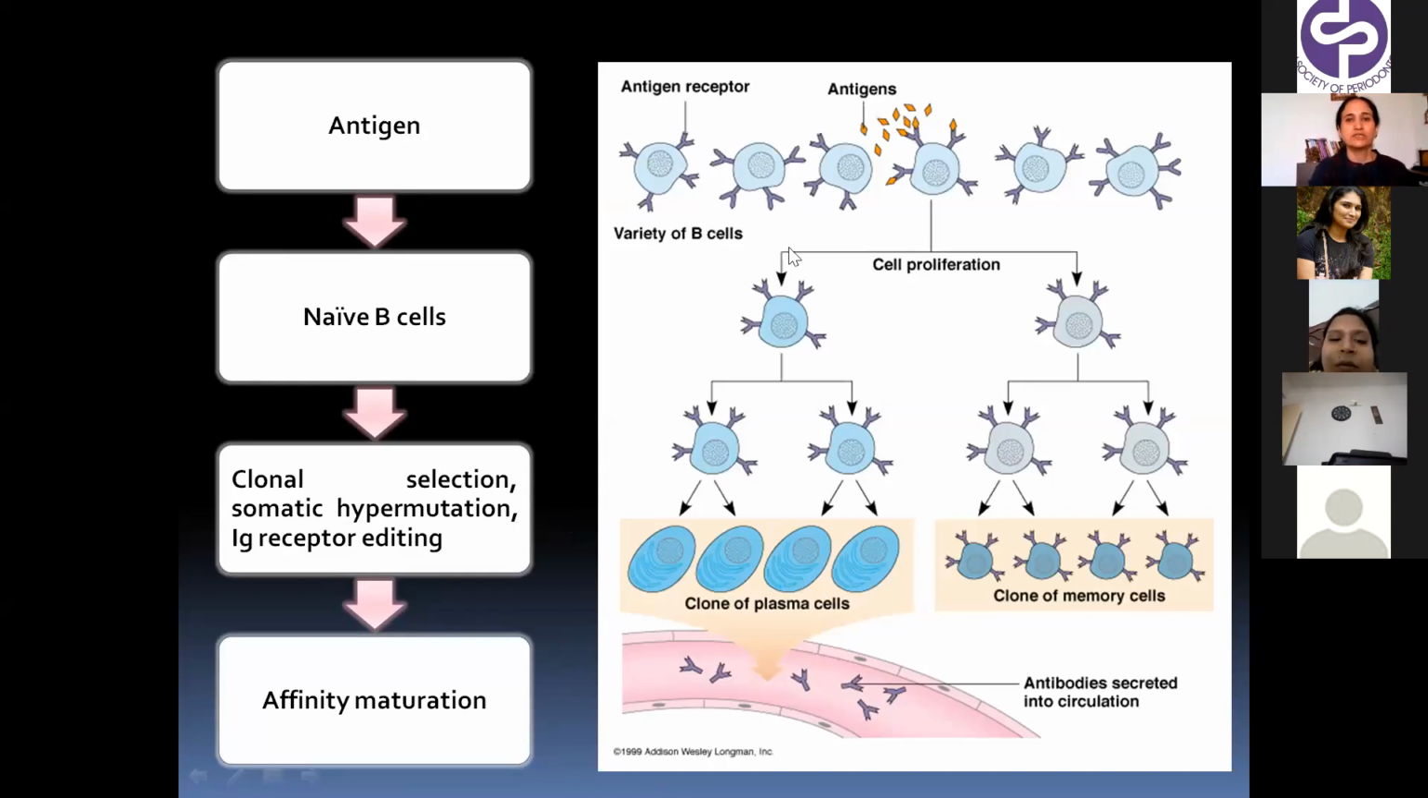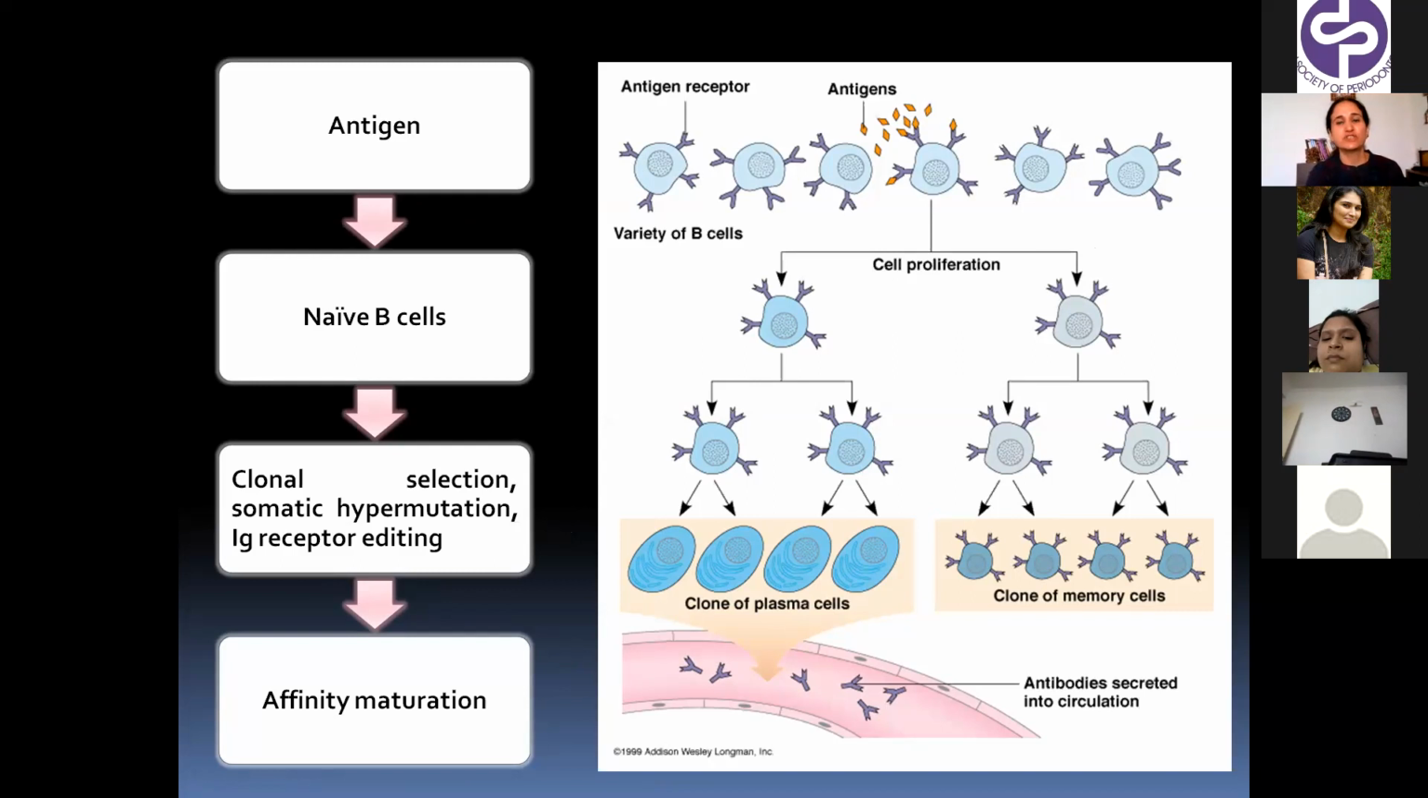These are the antigens which will lead to cell proliferation. There is a clone of plasma cells which will release antibodies into the circulation, and another clone for the memory cells, because the next time the attack occurs, it will have a quick response rather than waiting for these different types of microbes to have a particular colony activated.